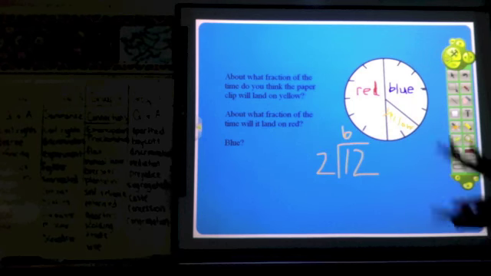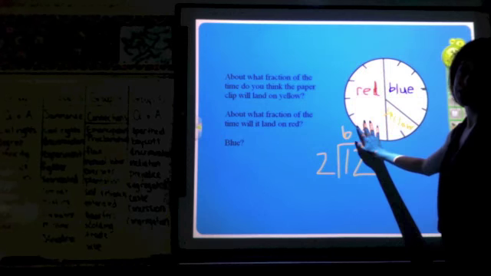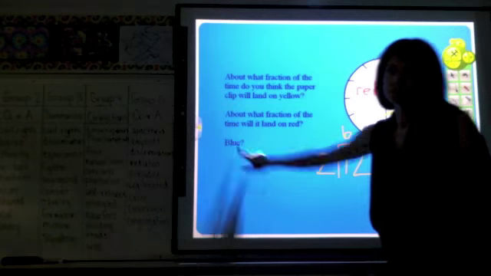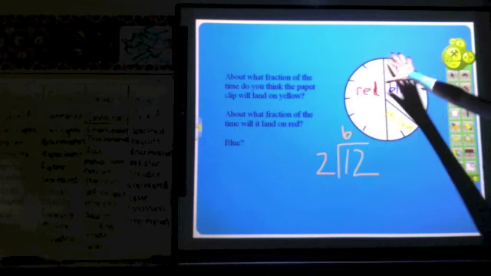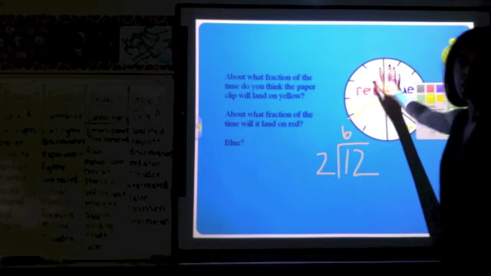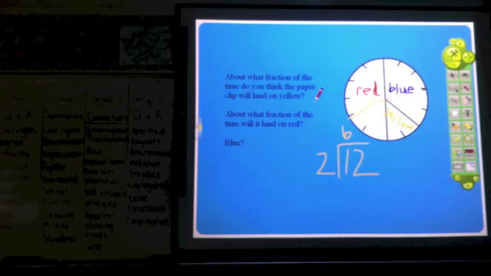My second question is, about what fraction of the time will it land on red? We can see here that red represents half of my spinner, so I expect it to land on red about half of the time. What about blue? Well, blue takes up 1/3 of my spinner. I know this because if I were to divide this spinner into 3 equal groups, blue would take up 1/3 of it. So it will land on blue about 1/3 of the time.